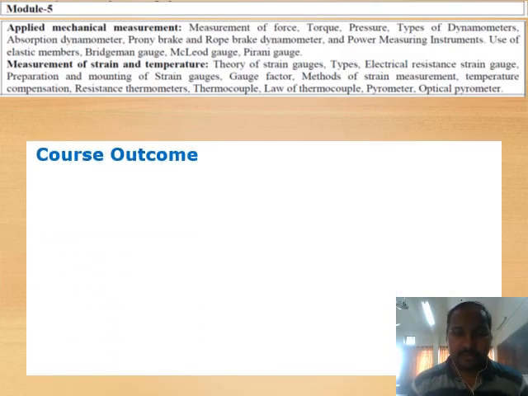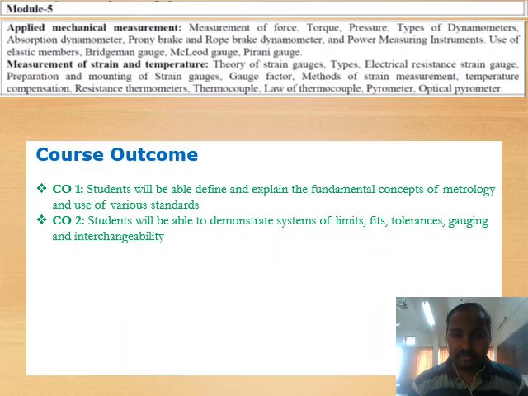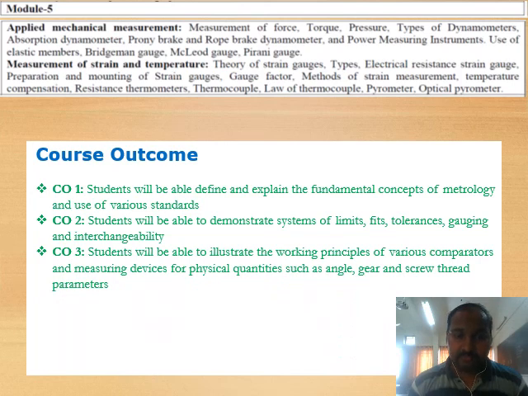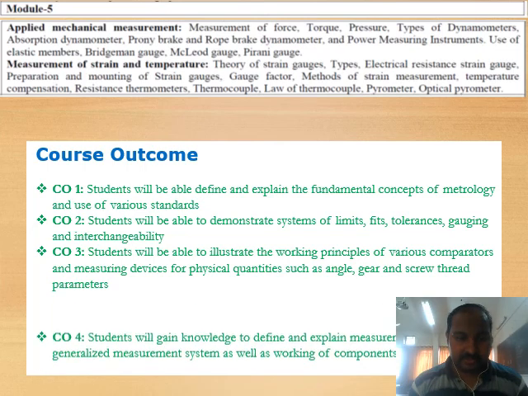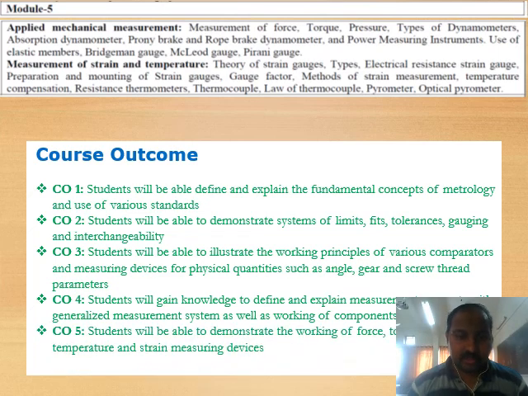So at the end of this course, the students will be able to define and explain the fundamental concepts of metrology and use of various standards. Students will also be able to demonstrate the system of limits, fits, tolerance, gauges and interchangeability. Students will be able to illustrate the working principles of various comparators and measuring devices for physical quantities such as angle, gear and screw thread parameters. Students will also gain knowledge to define and explain the measuring methods and generalized measurement systems as well as working of components. Students will also be able to demonstrate the working of force, torque, pressure, temperature and strain.